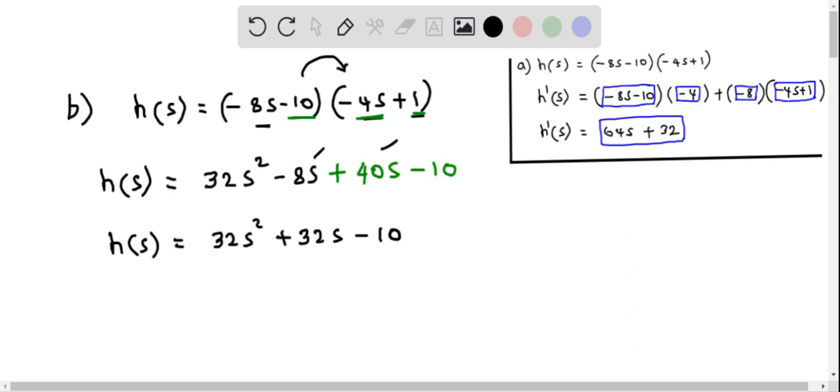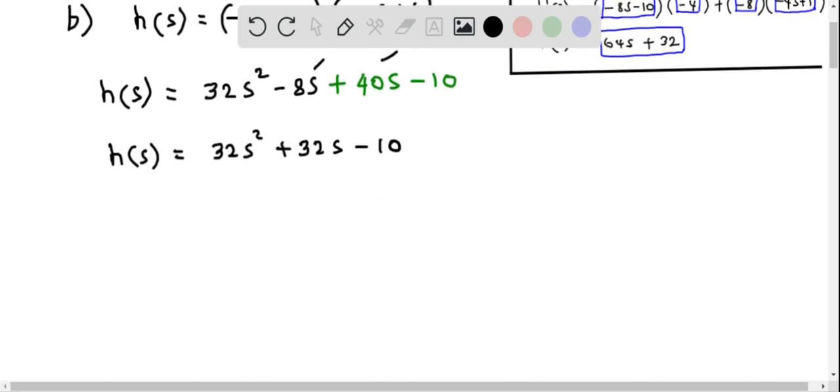So now we have used algebra to rewrite the given expression h of s as a simple expression without products. Now we can find its derivative. So let's find the derivative of h of s with respect to s, which is h prime of s. This equals, we have to find the derivative of each term one by one. So let's find the derivative of 32s squared.